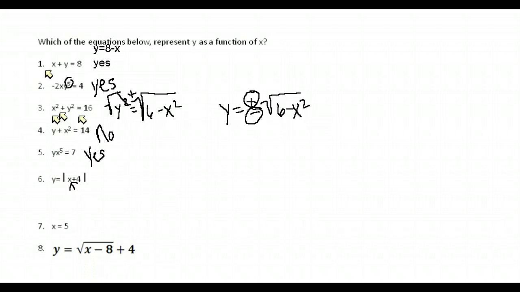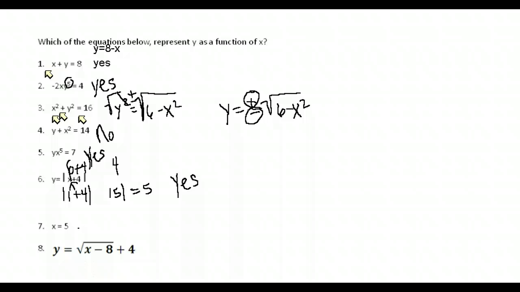The y is not going to have two answers. Let's try out a number. Let's say my x was 1. 1 plus 4 is 5, and the absolute value of 5 is 5. There was only one possibility for that. We can try another one. Let x equal 0. 0 plus 4 is 4, and the absolute value of 4 is always 4, not two possibilities. So yes, this is a function as long as it's the absolute value of x and not the absolute value of y.